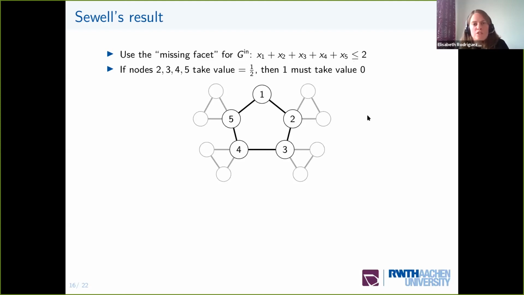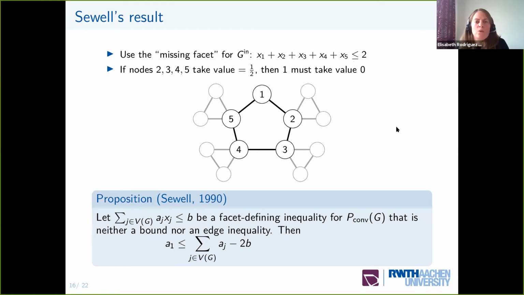So this is easy to see for this example, but it also can be generalized thanks to a proposition by Sewell, which says that if we consider any facet defining inequality for the stable set polytope, which is neither a bound or an edge inequality, then we have a certain relation between the coefficients of this inequality, which implies that giving a value at least 1/2 to every node except for one of the nodes will completely saturate this new facet. So this is a key component of our proof.